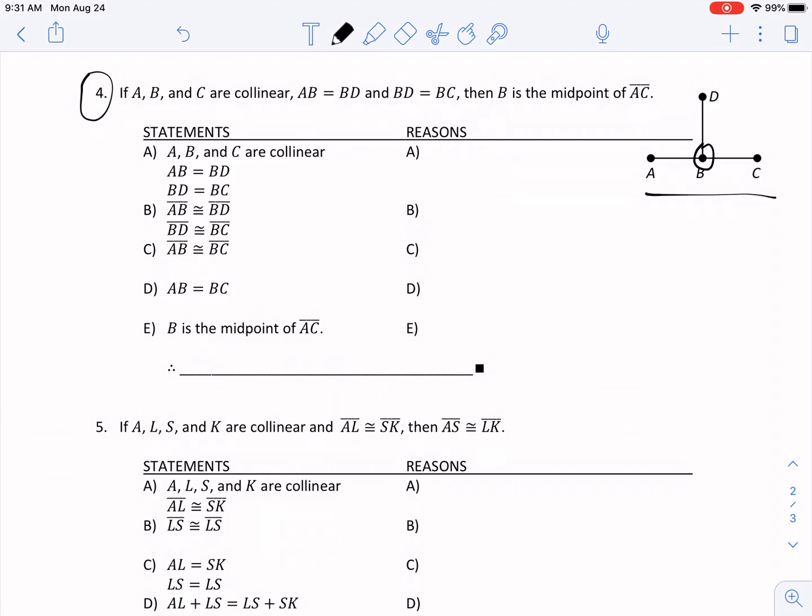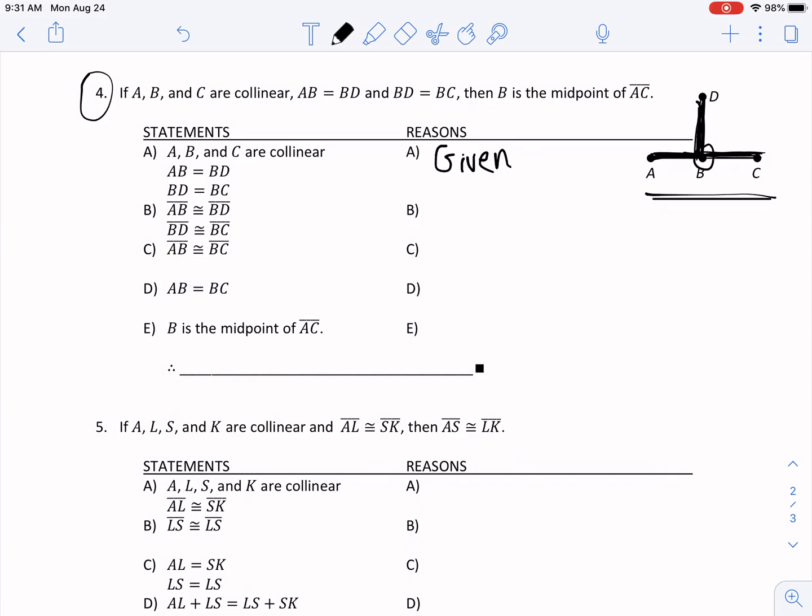Now remember, we always start with the information we know, and the reason we start with that is because it's given to us. So we know that A, B, and C lie on the same line. We know that the length of AB is equal to the length of BD, and we also know that the length of BD is equal to the length of BC. Okay, that's what was given to us.